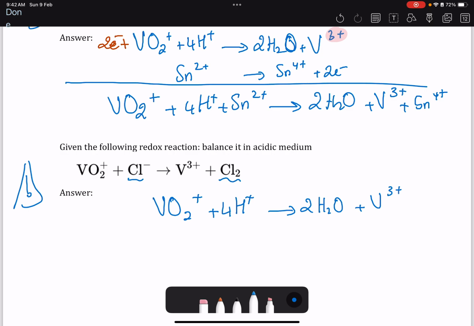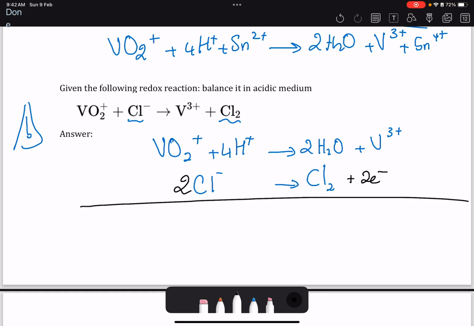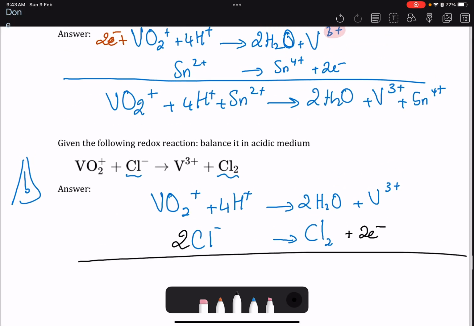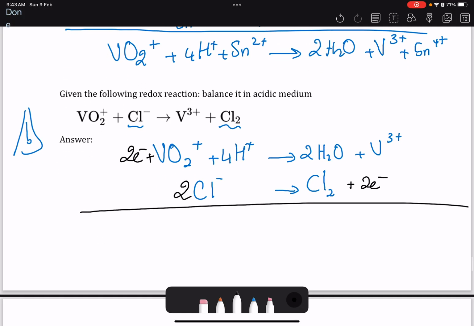Now, Cl minus into Cl2. First, start balancing the atoms by adding coefficients. And that's it, there's no O and H in it. Now I'm going to add 2 electrons on this side. And I think I forgot to add 2 electrons on this one. So the 2 electrons cancel out, so we just add them, and the balancing is very simple.